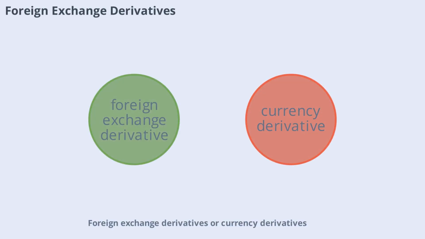Foreign exchange derivatives, or currency derivatives, are contracts whose value depends on the exchange rate between 2 or more currencies.